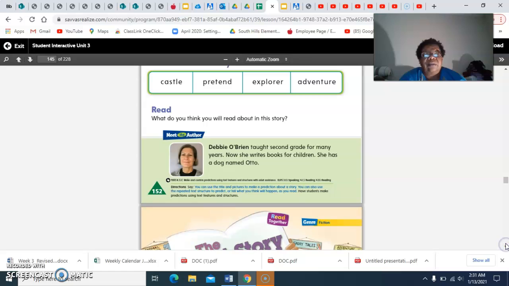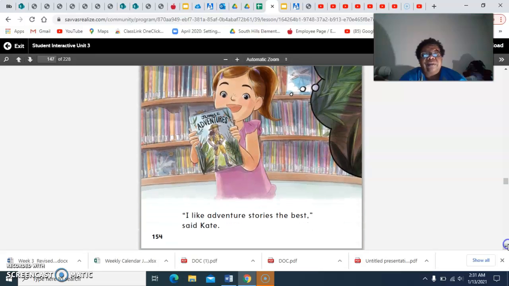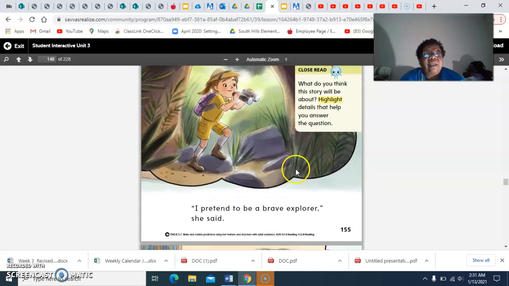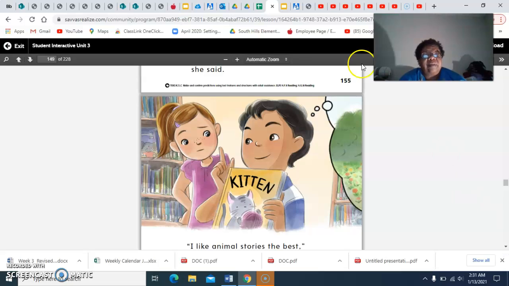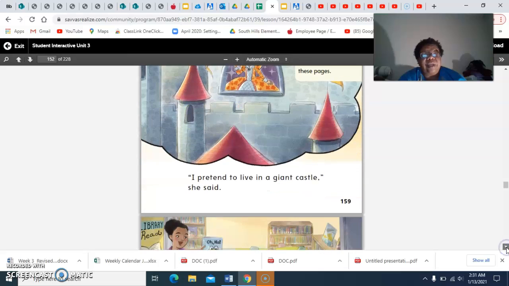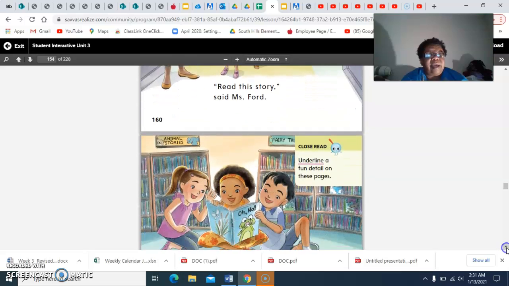Then it has the story that you'll be working with called the best story. And it shows in your book the cloud, or the thinking bubble. And so it shows them thinking. You can see the little dots. It shows their picture, their book on what they liked. So read through the story and then think about the adventures that the kids have with their books.